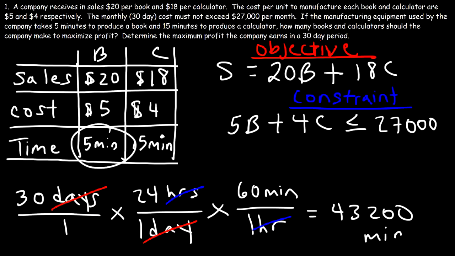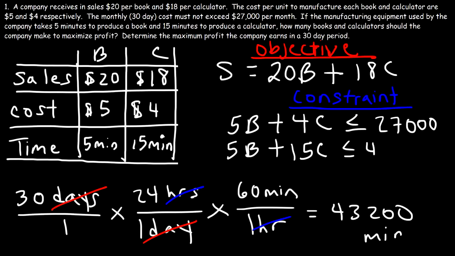So it takes 5 minutes to make a book. So we're going to write that as 5B. And it takes 15 minutes to make a calculator. So 15C. And that has to be less than or equal to 43,200 minutes.